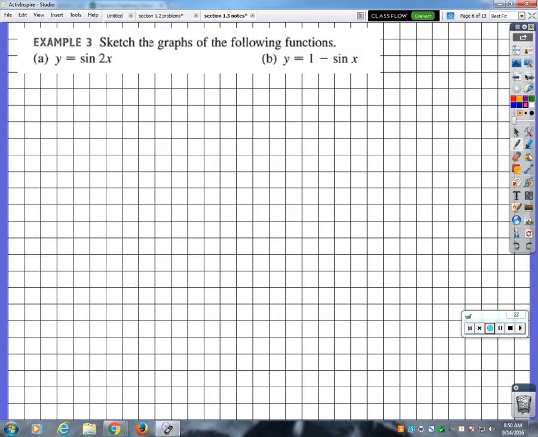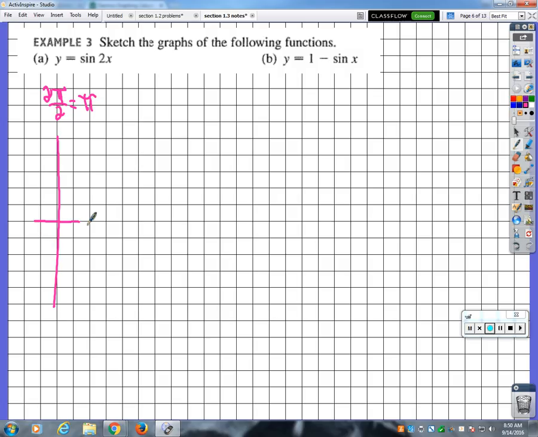Okay, so the normal period of a sine or cosine function is 2 pi. But this 2 right here, again, is a little bit counterintuitive because you're multiplying, so you think it's going to get stretched out, but it's essentially inside parentheses, so it's going to get shrunk. So the period of this is 2 pi over 2, which works out to be pi.